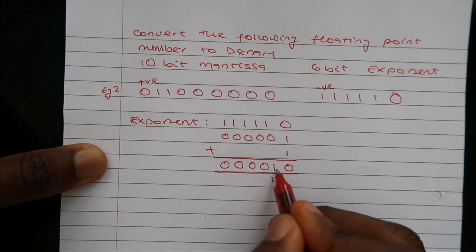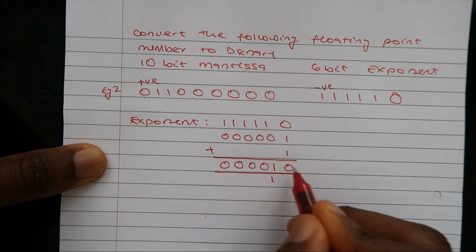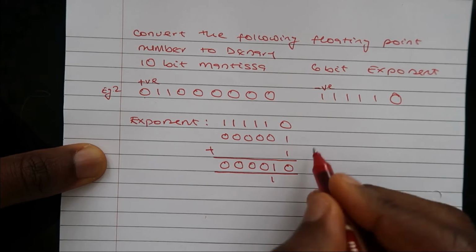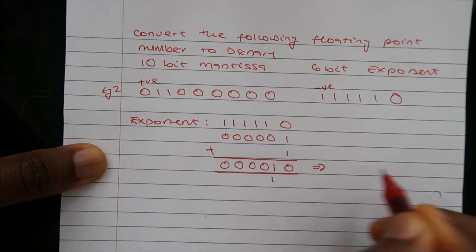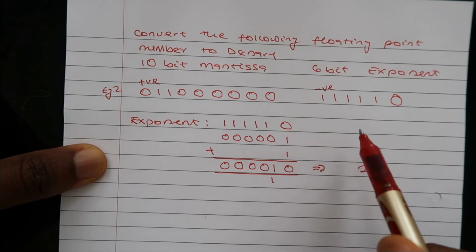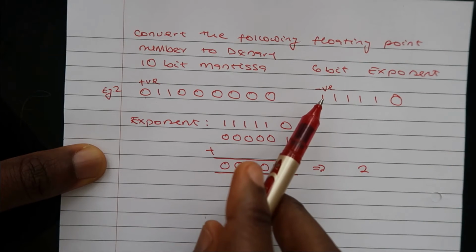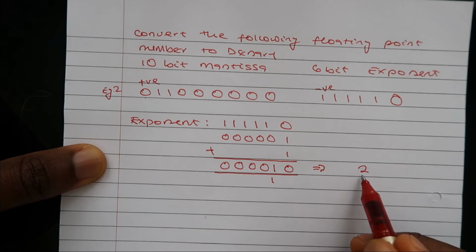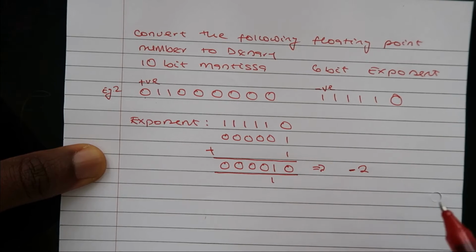So I know that this value here is 2. So if I represent this in denary, I know my exponent is 2. But let's not forget that I'm working here with a negative number. It means 2 here becomes minus 2.